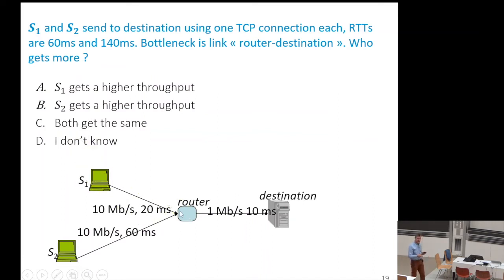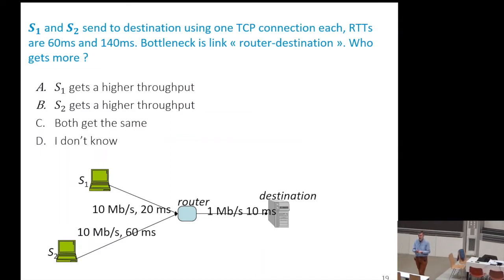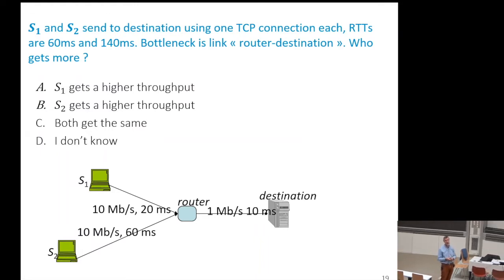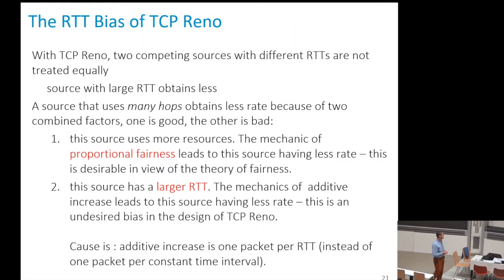But since the utility of TCP Reno is decreasing with the round-trip time, if we think of TCP as maximizing the sum of the utilities of the two, it will give more to this one, because the utility of this one is higher, so you get more benefit by increasing it. That is the fact which is called the bias of TCP Reno against round-trip times. So we see that two competing sources with different round-trip times are not treated equally.